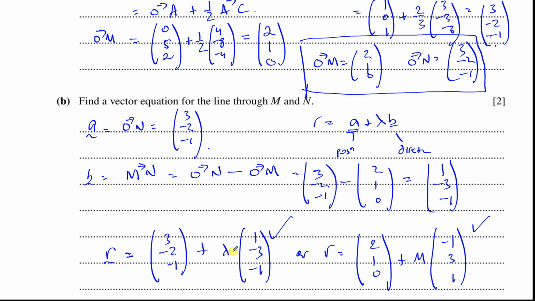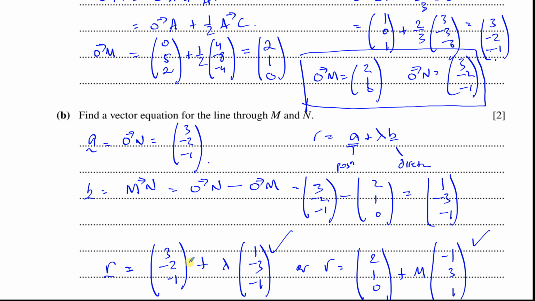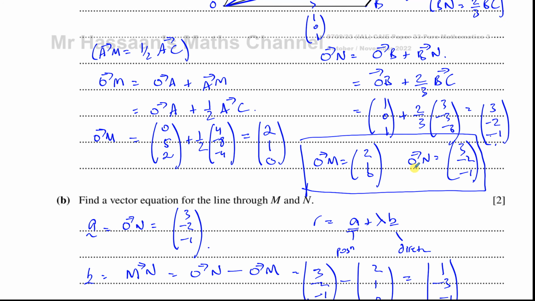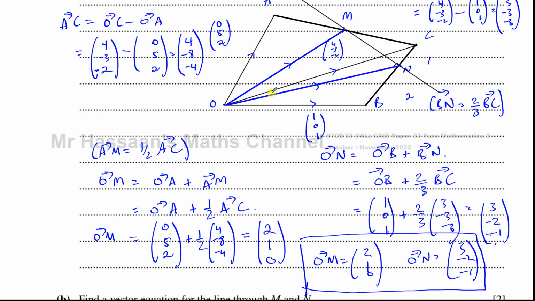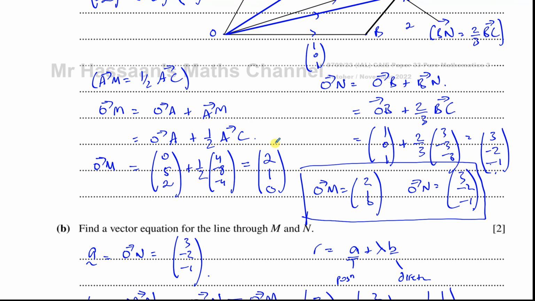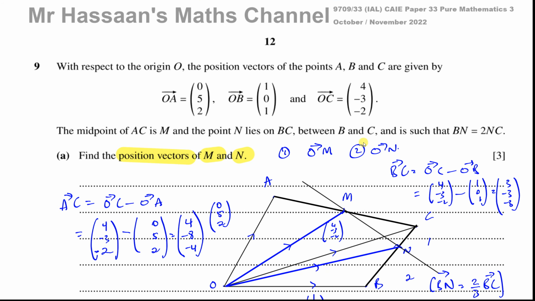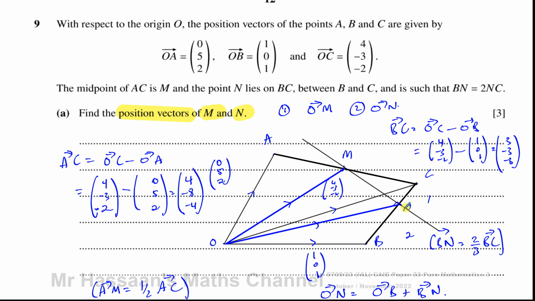For example, when lambda is 0, in this case, I'm going to go to (3, -2, -1). So when lambda is 0, I'm going to end up over there. And then when lambda is 1, I'm going to have to go along the line accordingly. When lambda is 1, I'll have 3 plus 1, which is 4, and -5, and -2. That's the point I'll be at, and it will be somewhere along this line.